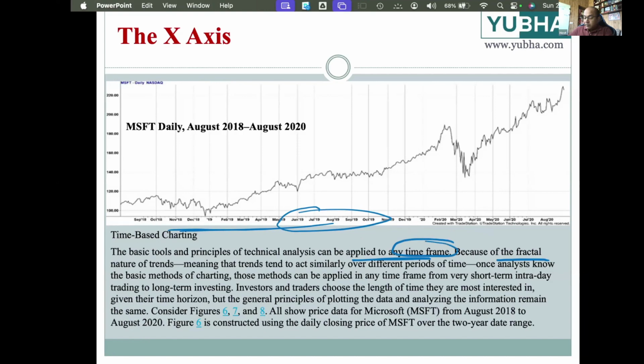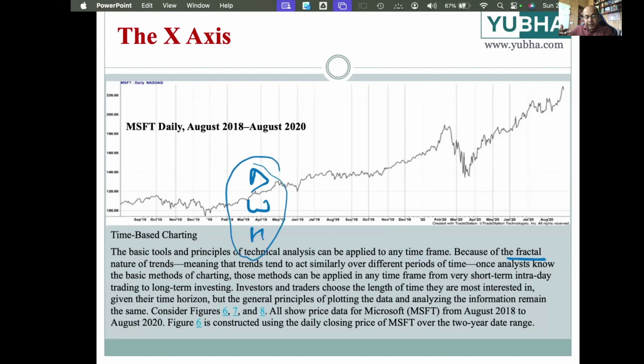Now, given that charts are fractal in nature, if you remember what we discussed in the previous chapter, fractal is nothing but the fact that patterns will repeat over all time periods and they'll behave in a similar manner. So if you're looking at a daily chart, a weekly chart, or an hourly chart, if there is a particular pattern, it would behave the same way on a weekly chart, on a monthly chart, and on an hourly chart also.